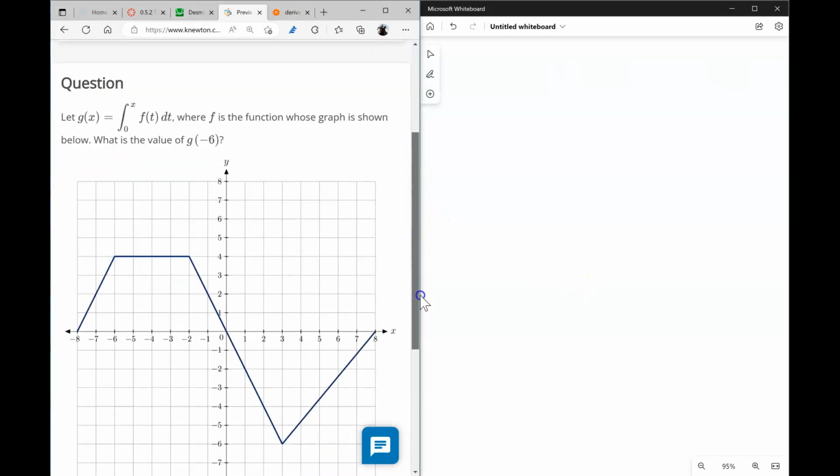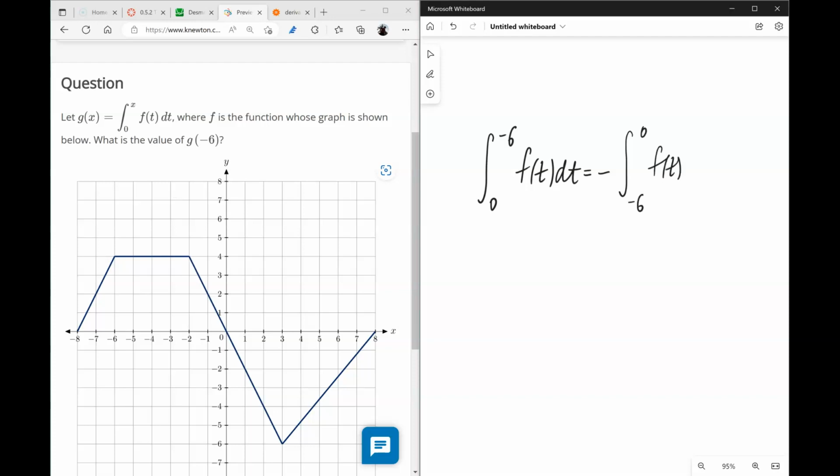We've seen a problem like this before. So the net area function is just the cumulative area on the given interval. So here we have an interval from 0 to -6 of f of t dt, but the integral only makes sense when the lower bound is at the bottom, so we're going to flip it first. And now this is the area from -6 to 0.